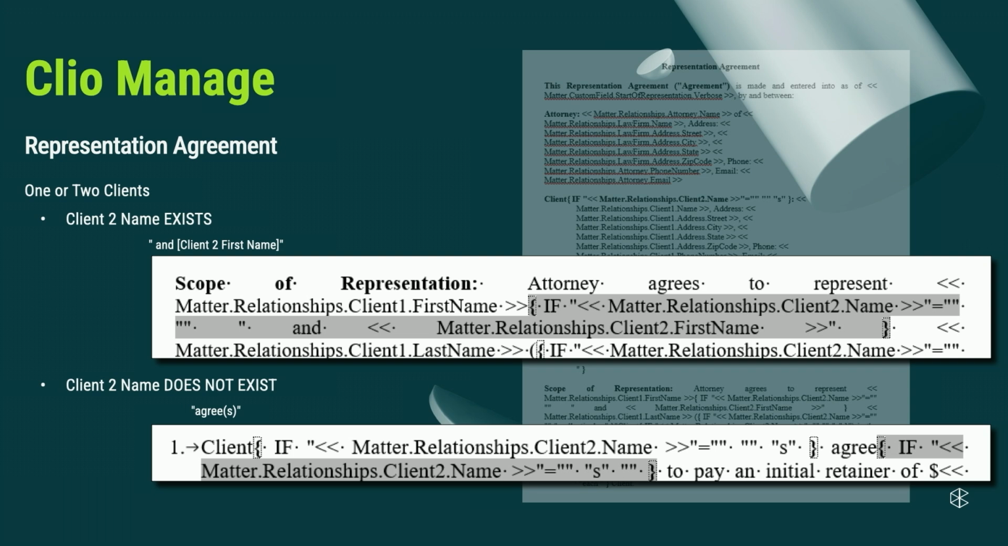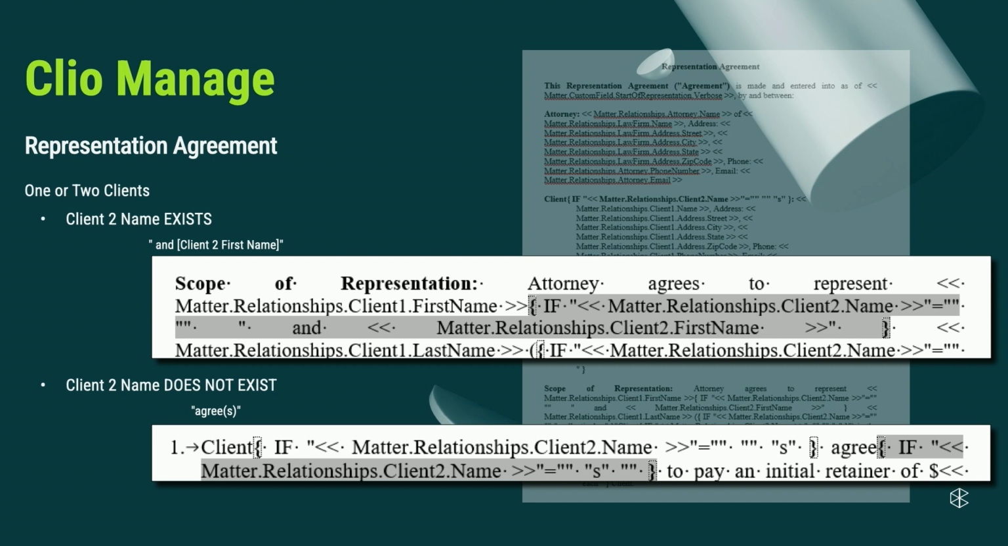So if it's empty, we don't do anything. But if it's not empty, then we insert the word and the client2 first name. So that's and Sally, right? So if the second one is blank, it's just John Doe. If it's not blank, it's John and Sally Doe. And then it does not exist here.